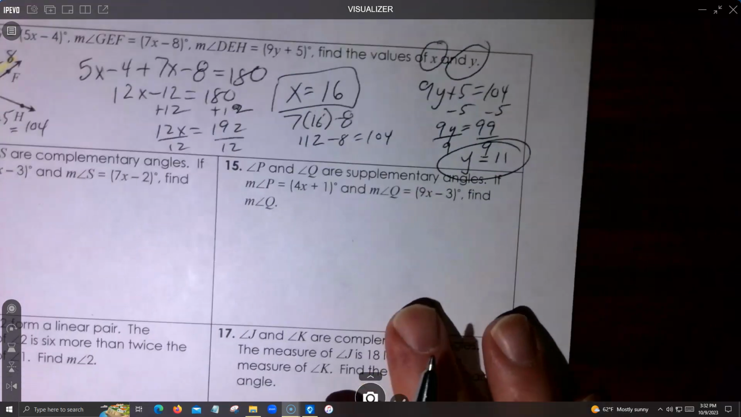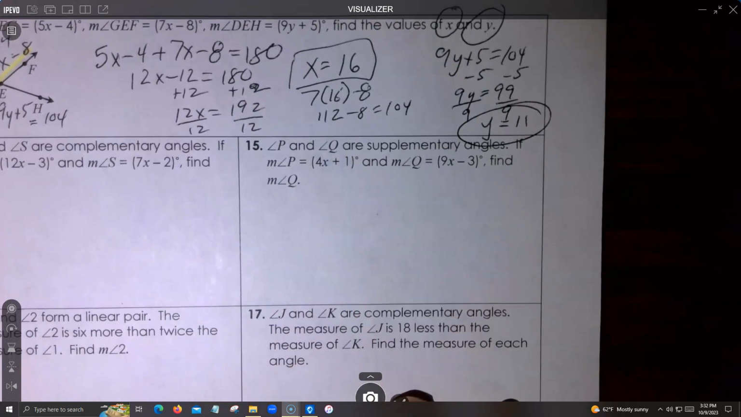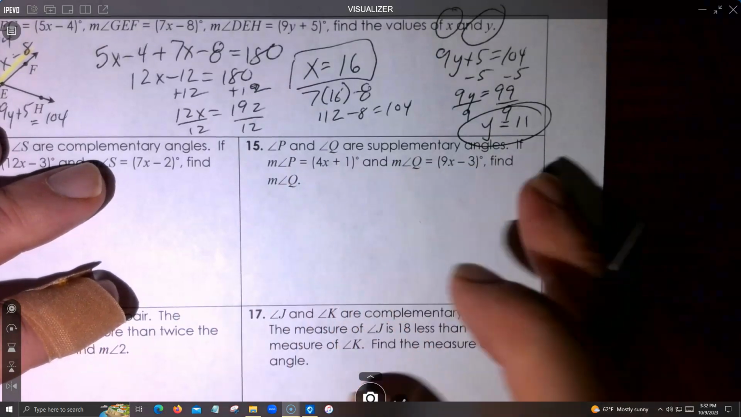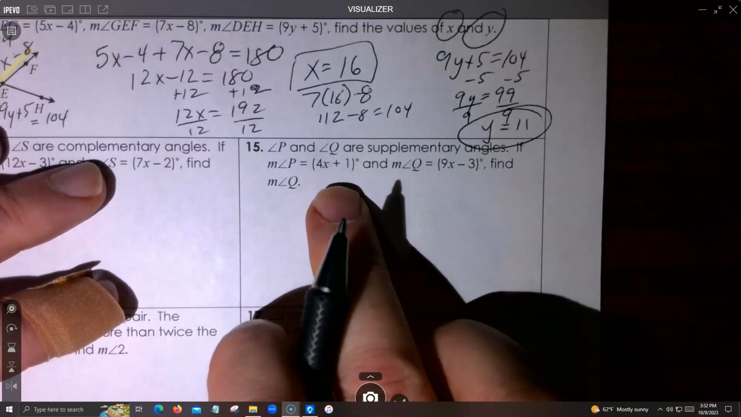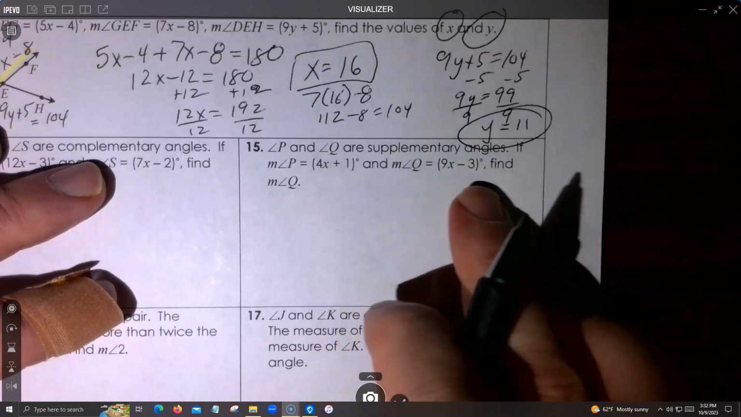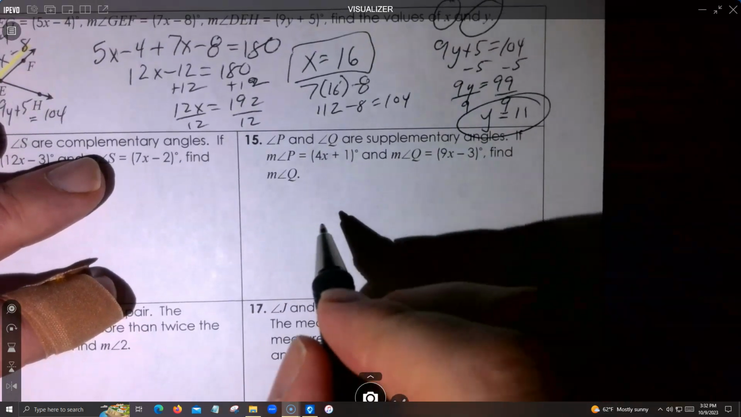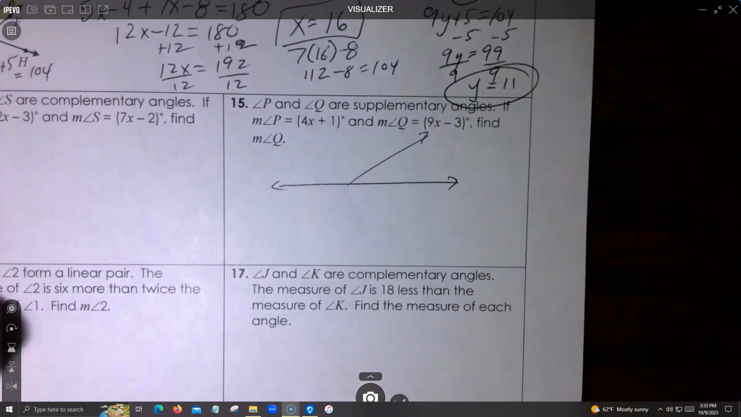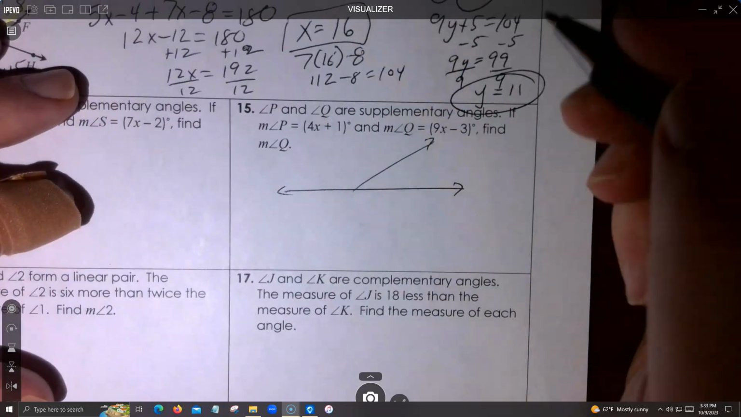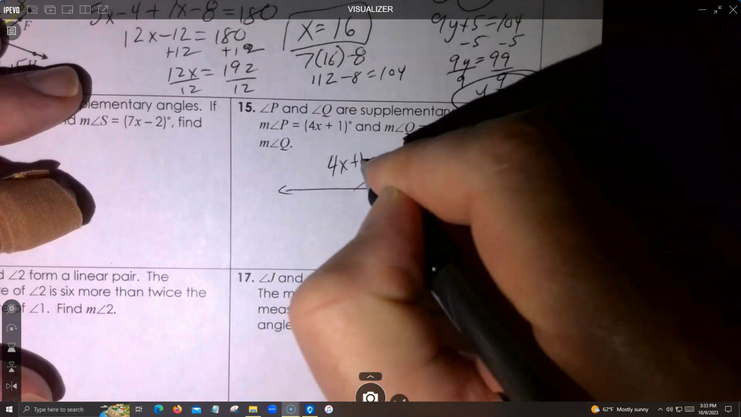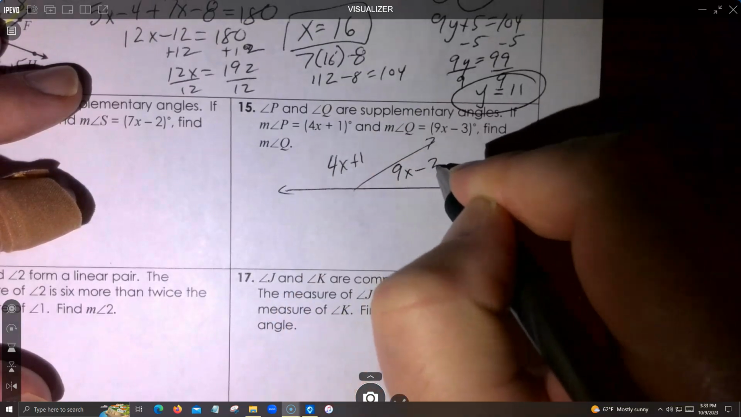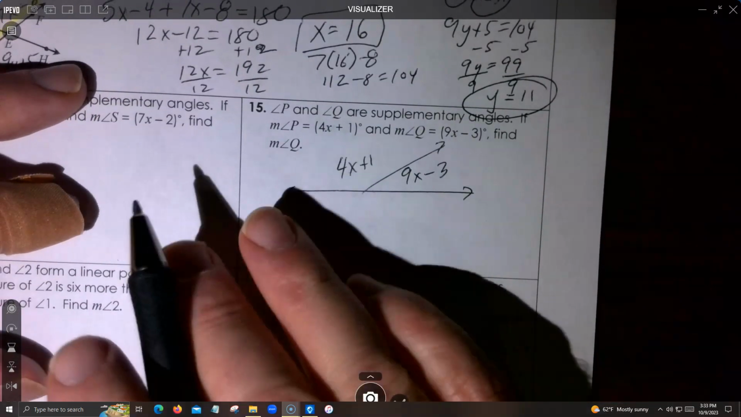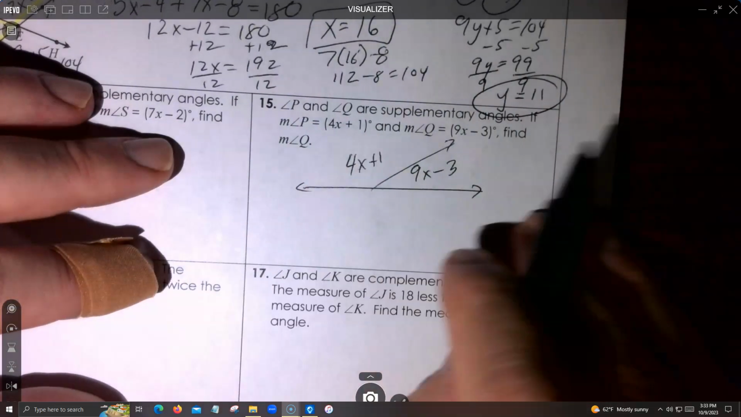All right, 15. Now these get a little bit tougher only because I don't have pictures. Maybe, maybe not, I don't know. All right, P and Q are supplementary. If angle P is 4x plus 1, angle Q is 9x minus 3, find Q. So just for the sake of space, I'm just going to make a linear pair. It's easier that way. I know they're supplementary. I'm just going to add these in. I have no idea if this is accurate in any way. This could be the smaller angle, and this could be the bigger angle. I'm just labeling it because it allows me to look at what I'm doing.